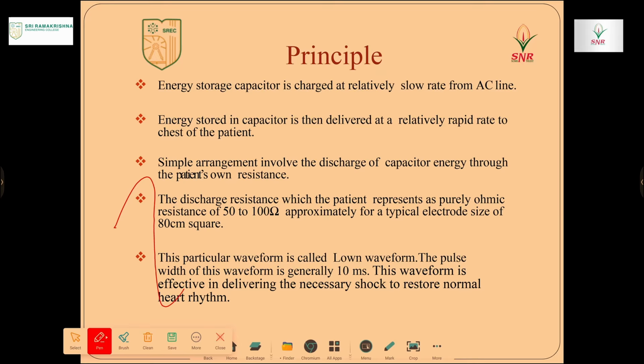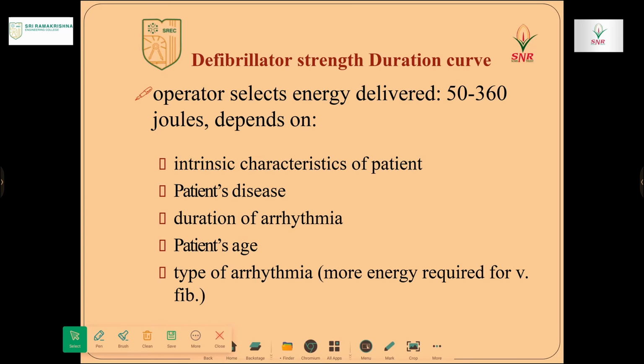So, this waveform is very effective in delivering the shock towards the heart to restore the heart rhythm. The defibrillator strength and duration curve. So, the operator has to select the energy. We have an energy range from 50 to 360.